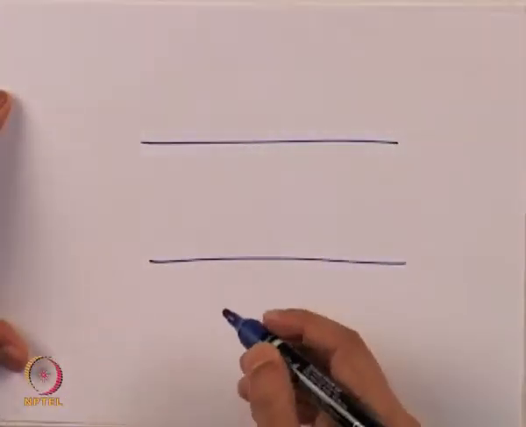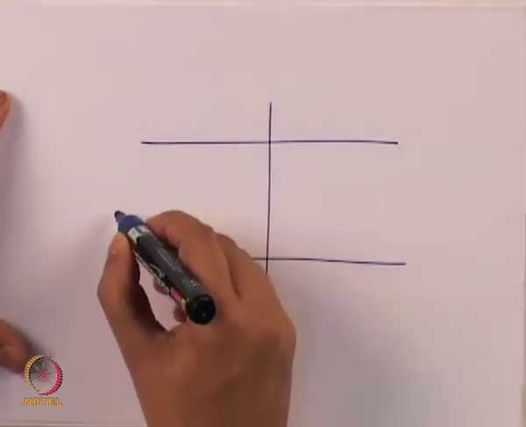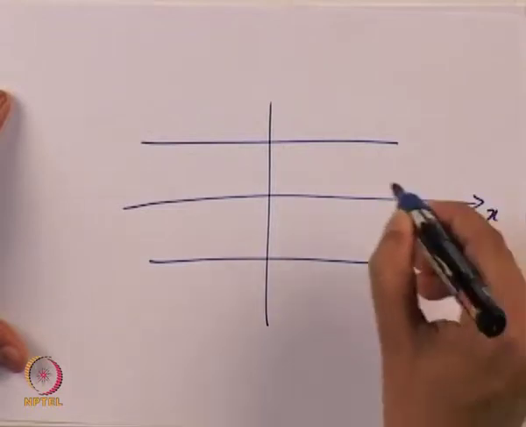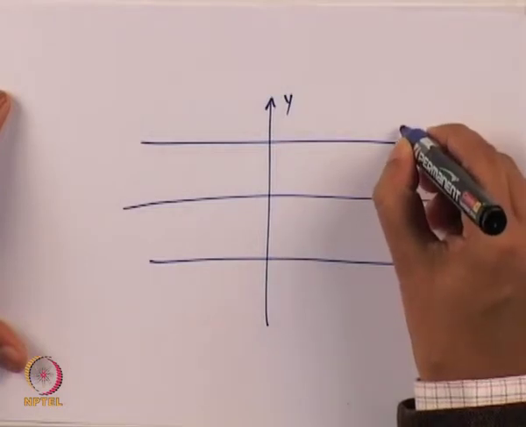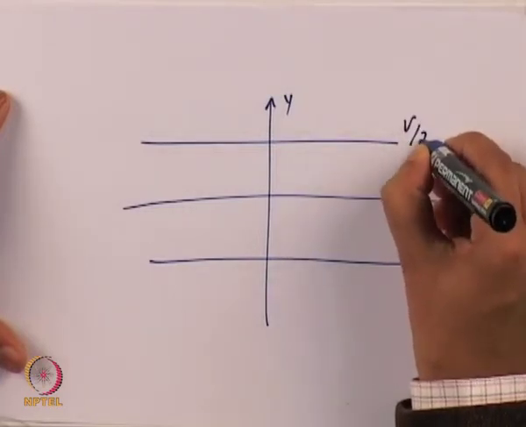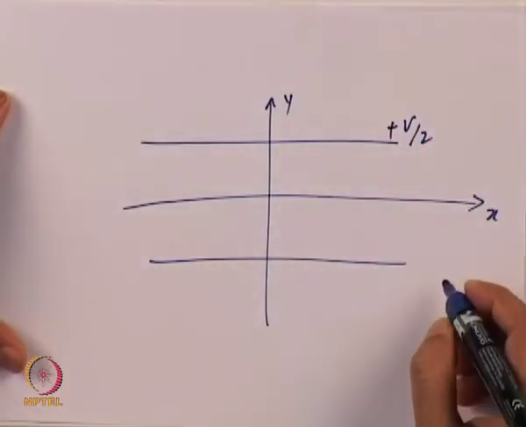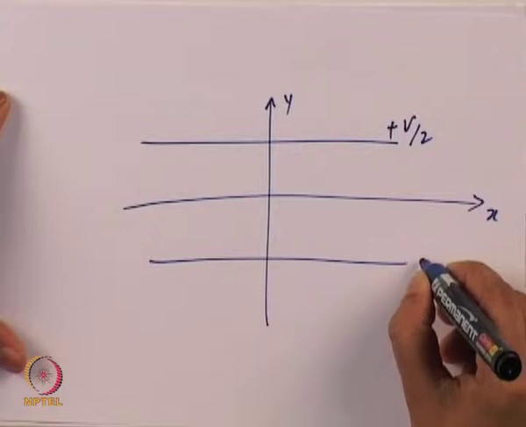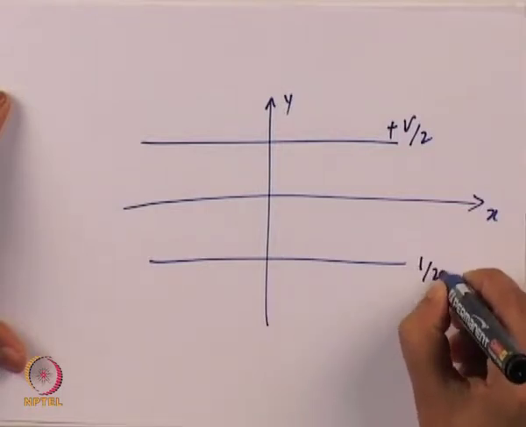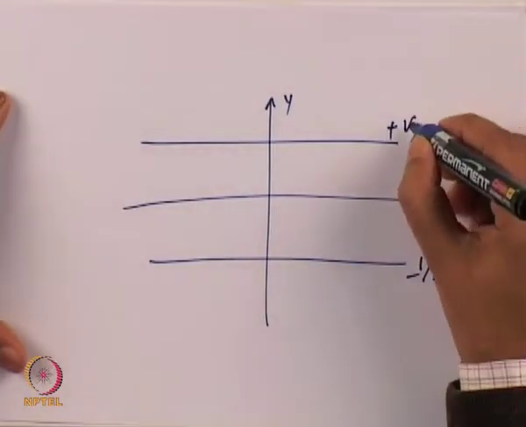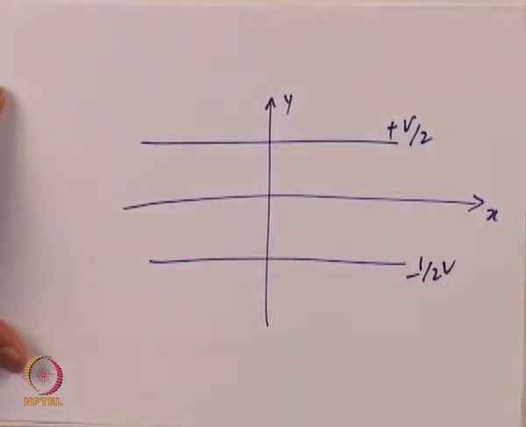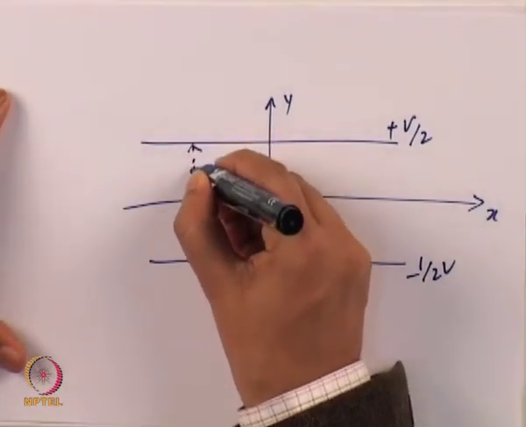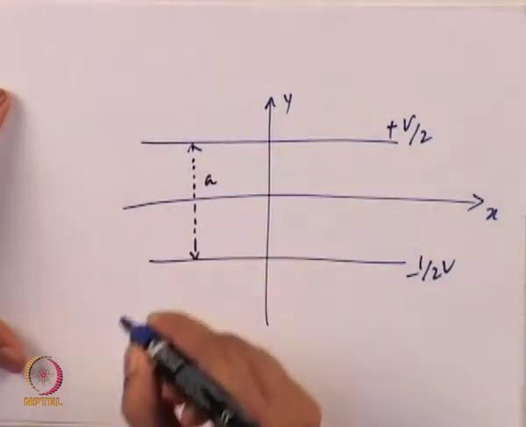The domain geometry is going to be a parallel plate capacitor, with the x and y axes in such a manner. The top plate is going to be at plus V by 2 volt, and the bottom plate is going to be at minus V by 2 volt. So the top plate is plus half volt, the lower plate is minus half volt, and the distance between the plates is going to be A.